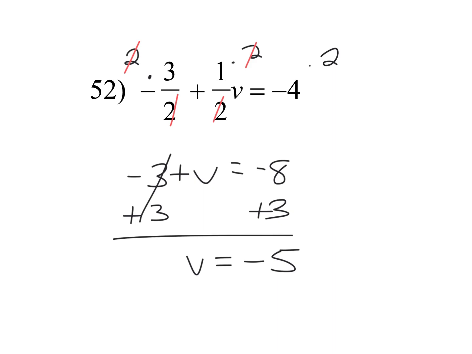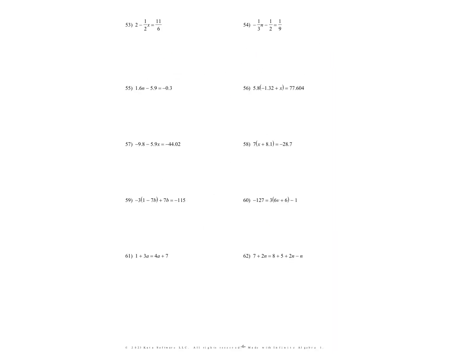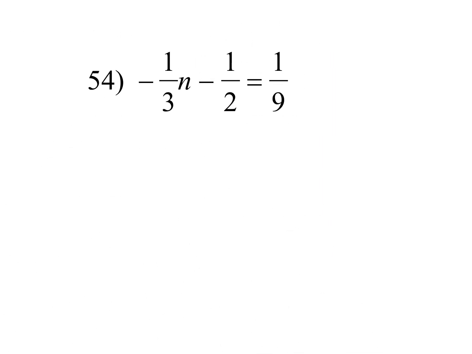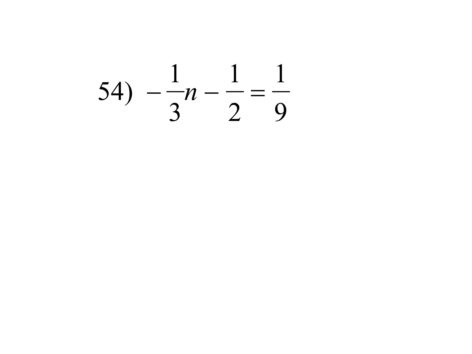Nice job. Last page. Look at 54. What do you notice about number 54? All of them have different denominators. All of them are different. Uh-oh. What do we do? Find a common denominator, or what they all go into. So I'm just going to start on the left. Do they all go into 3? No. Do they all go into 2? No. Do they all go into 9? No. Well, shoot. Now what?